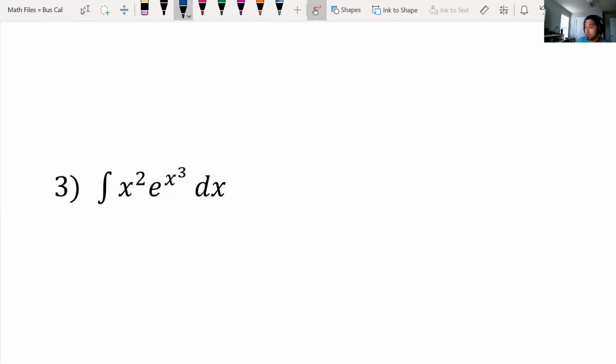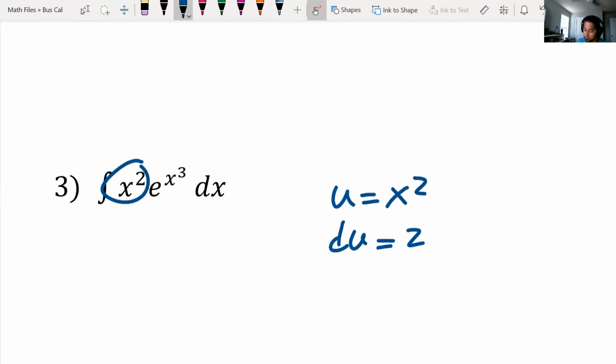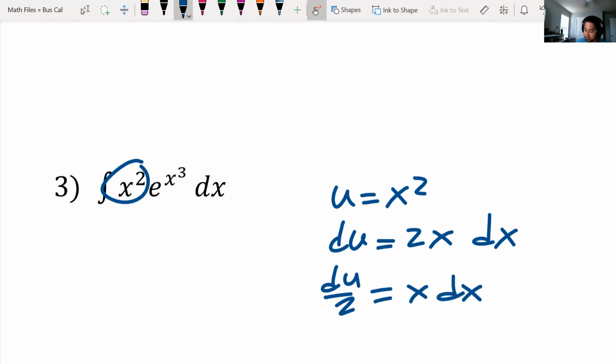Okay. So let's say that you're like, well, you know what? I want to choose x squared this time. If you choose x squared, you take the derivative, you get 2x dx. And then you basically want to isolate your x and your dx by themselves. So you would get du over 2 equals x dx, which means now you would check to see if there's an x dx in the integral over here. But do you have an x dx anywhere?